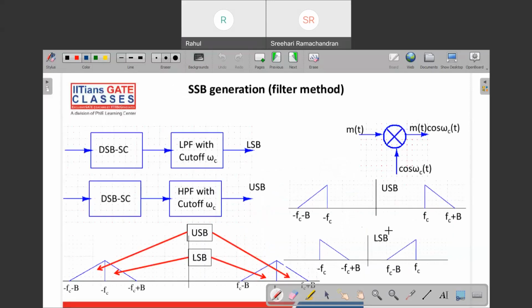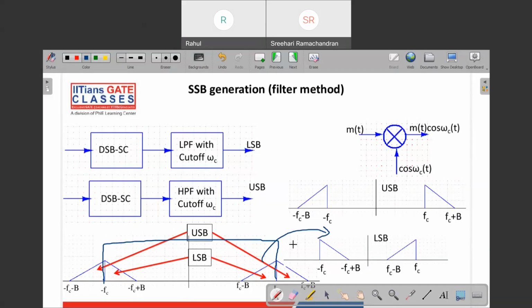There is one more method that we call the filter method. That is pretty easy. Just take the DSB-SC signal and pass it through a low pass filter. So let's see what happens. So this is the DSB-SC signal. When you pass it through a low pass filter with cutoff frequency fc, it will reject all the signal outside this rectangle and it will just pass the signal which is inside this rectangle. So once you pass the signal through this filter, you will get this signal which is just a lower sideband. It doesn't have any upper sideband.